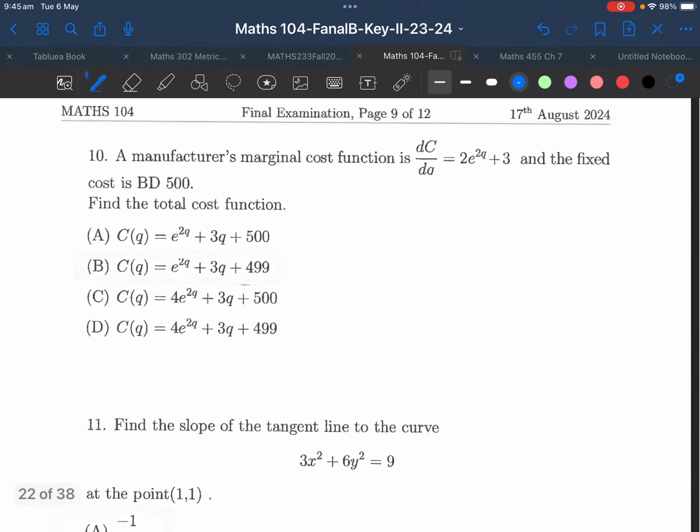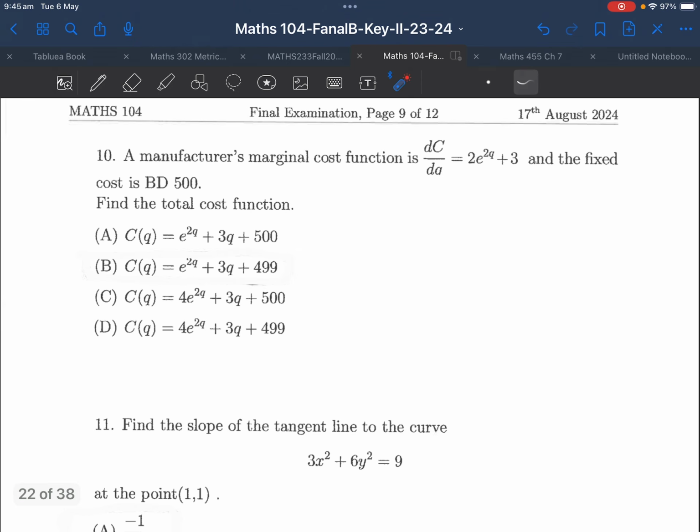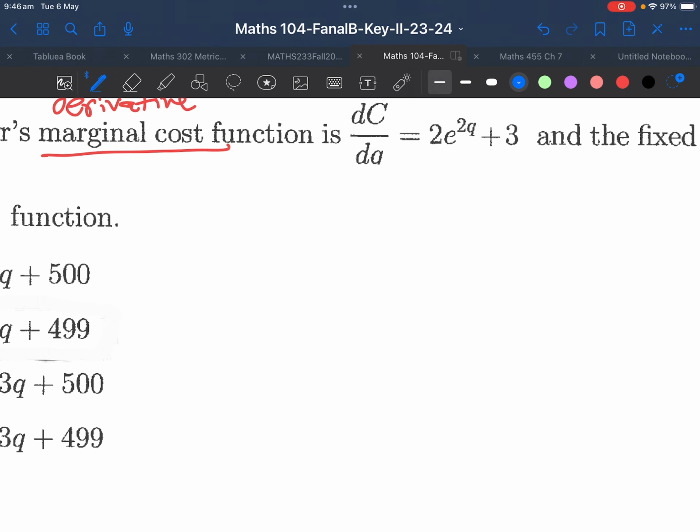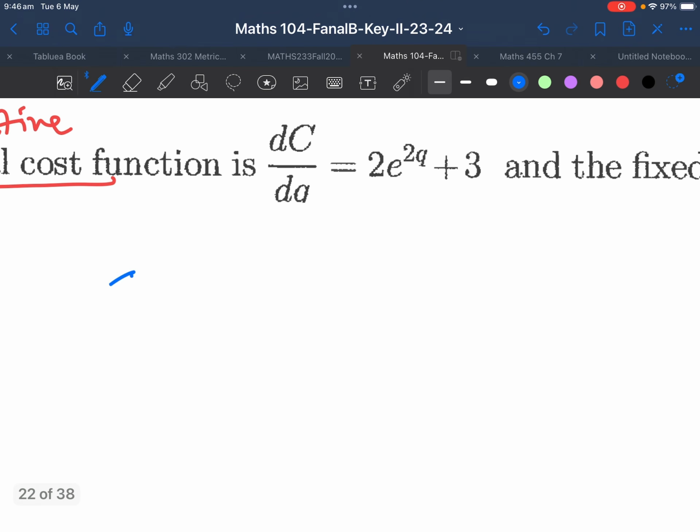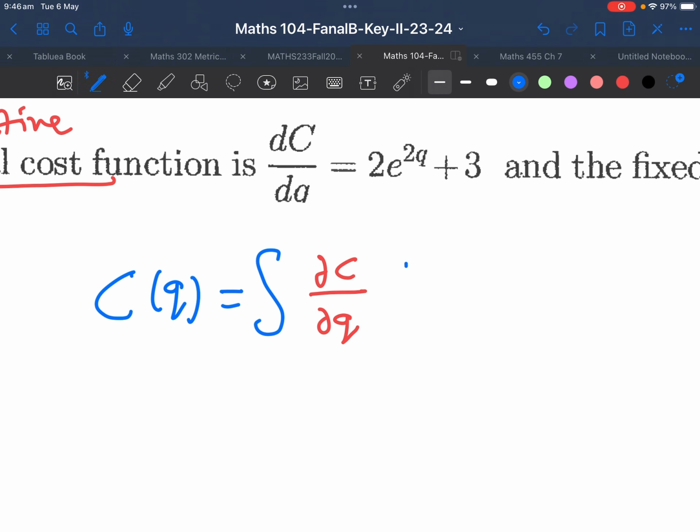Question number 10 is a word problem. So you have the marginal cost. Remember, what is the marginal cost? Marginal cost is another way of saying I have the derivative. So we have the derivative, we need to find the original function. How do we find the original function? This is something we have done many, many times, by taking the integral of the marginal cost, which is the derivative, dq.